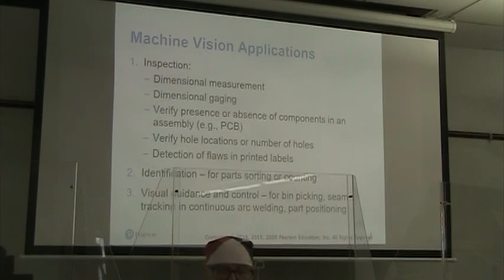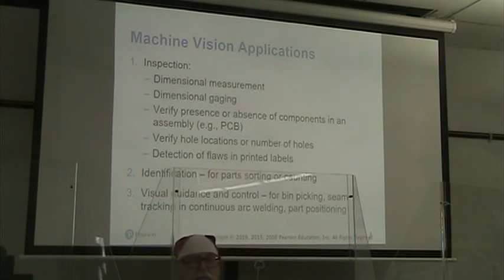All right, so when we talk about the applications that we can use machine vision for, well, a big area, of course, is inspection. Dimensional measurement, dimensional gauging, verifying the presence or the absence of components in an assembly, verifying the hole locations or the number of holes, or detection of flaws in printed labels.